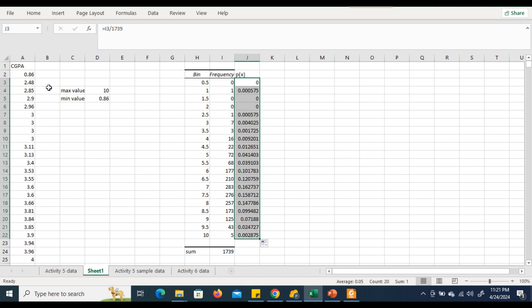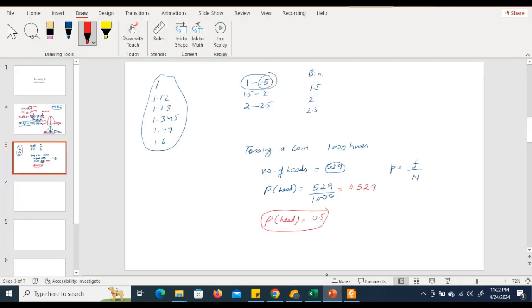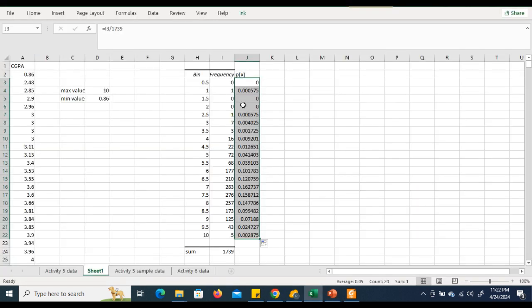Like I'm saying, if I toss a coin 1000 times, and out of 1000 times we get a head 529 times, then on the basis of that particular experiment, the probability of head is 0.529. So this is the probability on the basis of the experiment only. But otherwise we know that the probability of getting a head if the coin is unbiased is 0.5. So this is the probability we have calculated on the basis of the actual data.